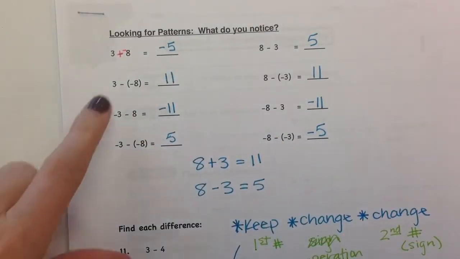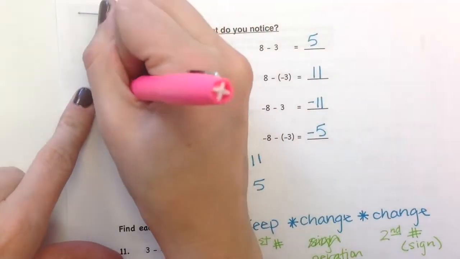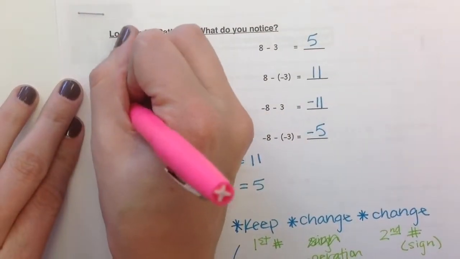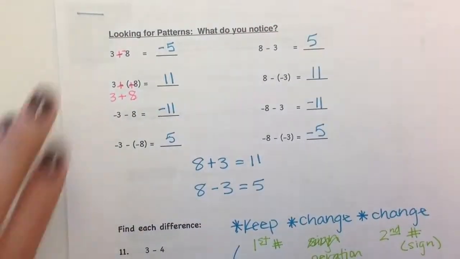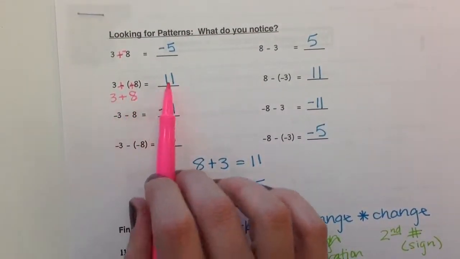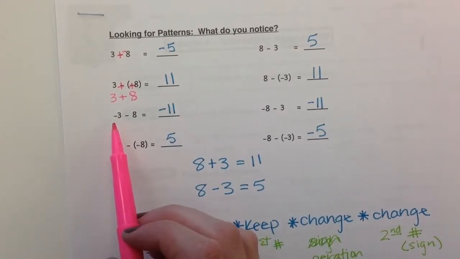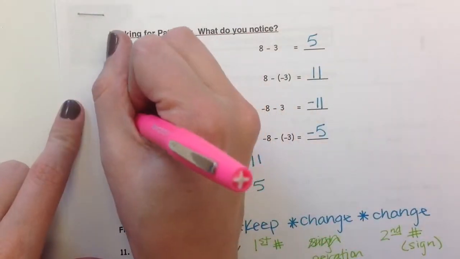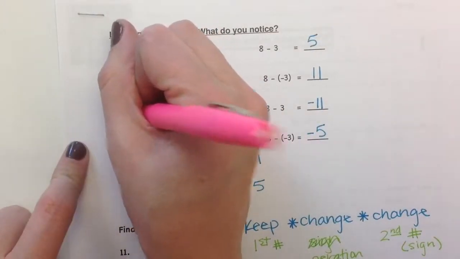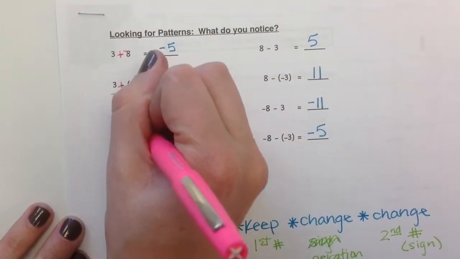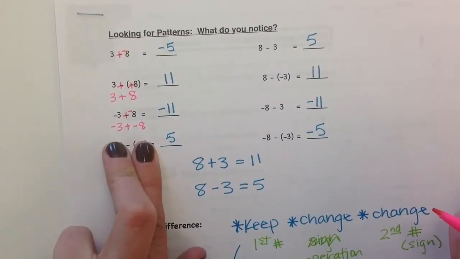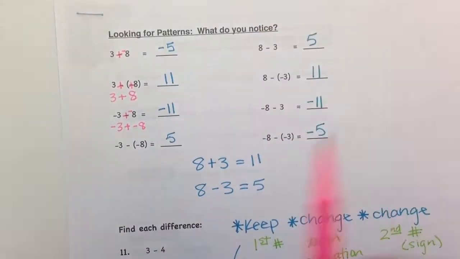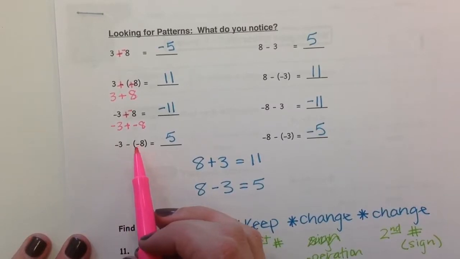3 minus negative 8. Keep the first number, change it from subtraction to addition, change it from negative to positive. Now we have a basic addition of 3 plus 8, which gives me 11. They're the same sign, I find the sum, and you're adding positive, so it's positive. Here we've got negative 3 minus 8. I keep the first number, change it from subtraction to addition, change it from positive 8 to negative 8. So now I'm doing negative 3 plus negative 8. I'm adding numbers that have the same sign, so I find the sum, which is 11, and I'm adding negatives, so it's negative.